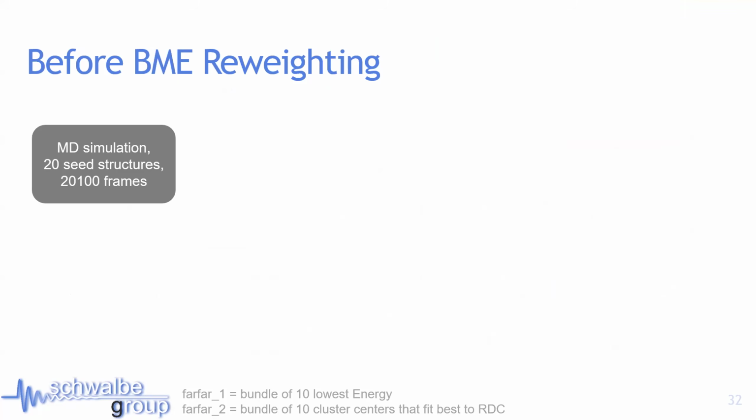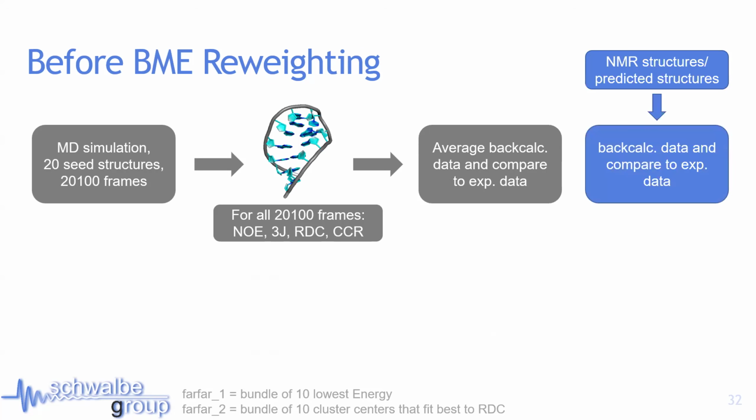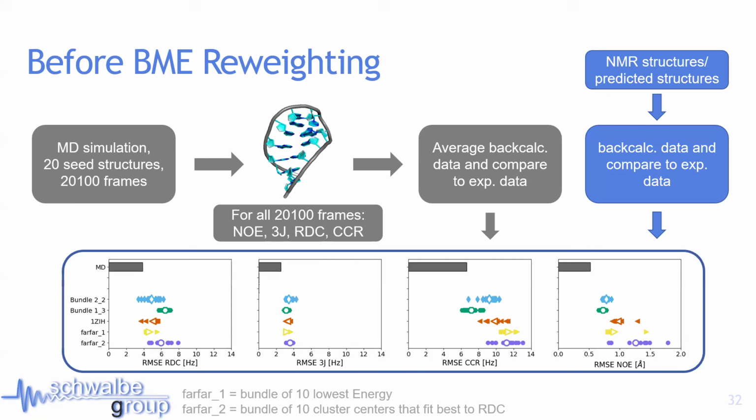We run every structure for 110 frames. Then we extract the back-calculated NOEs, 3J couplings, RDCs, and cross-correlation rates. We compare the average of the MD simulation to the experimental data. We also back-calculate all those values from the NMR-derived structures, compare those as well, and then we get a nice plot like this.